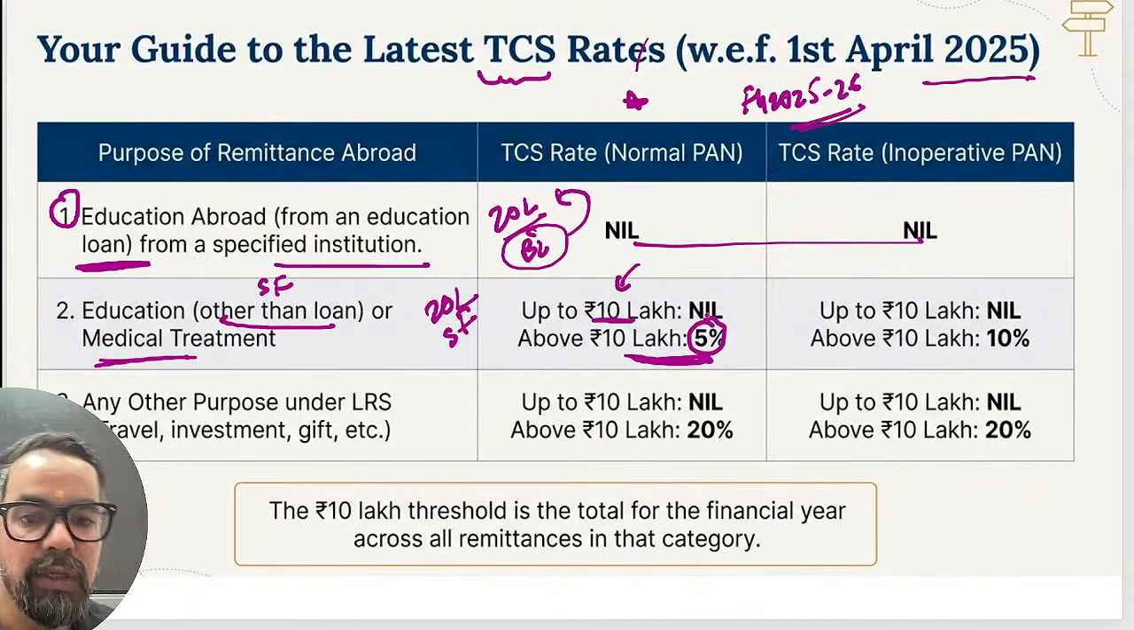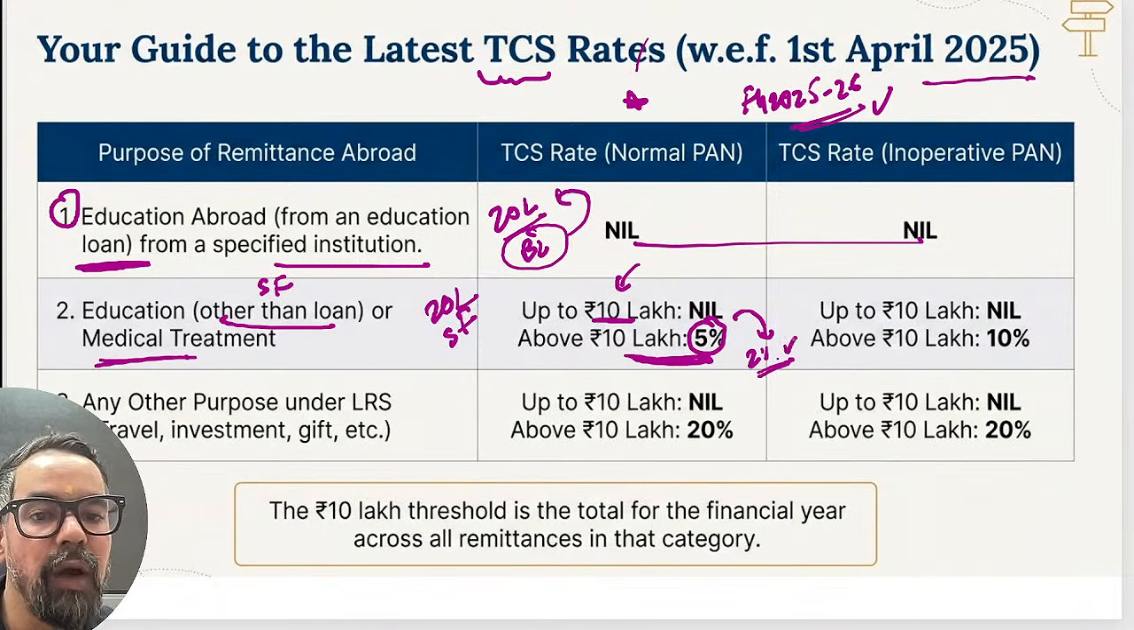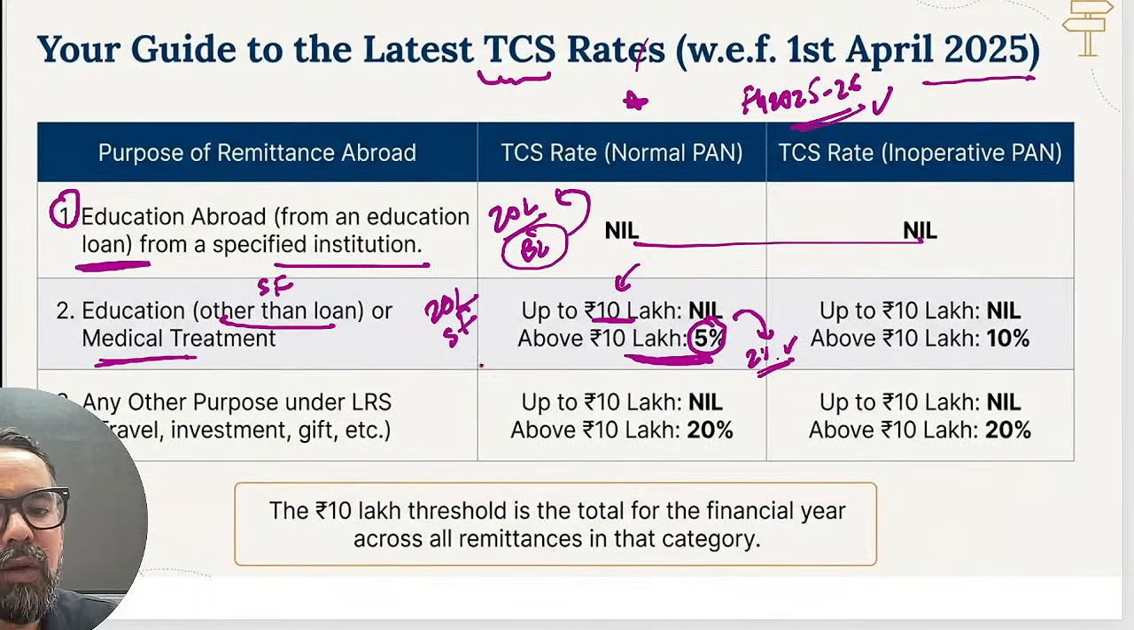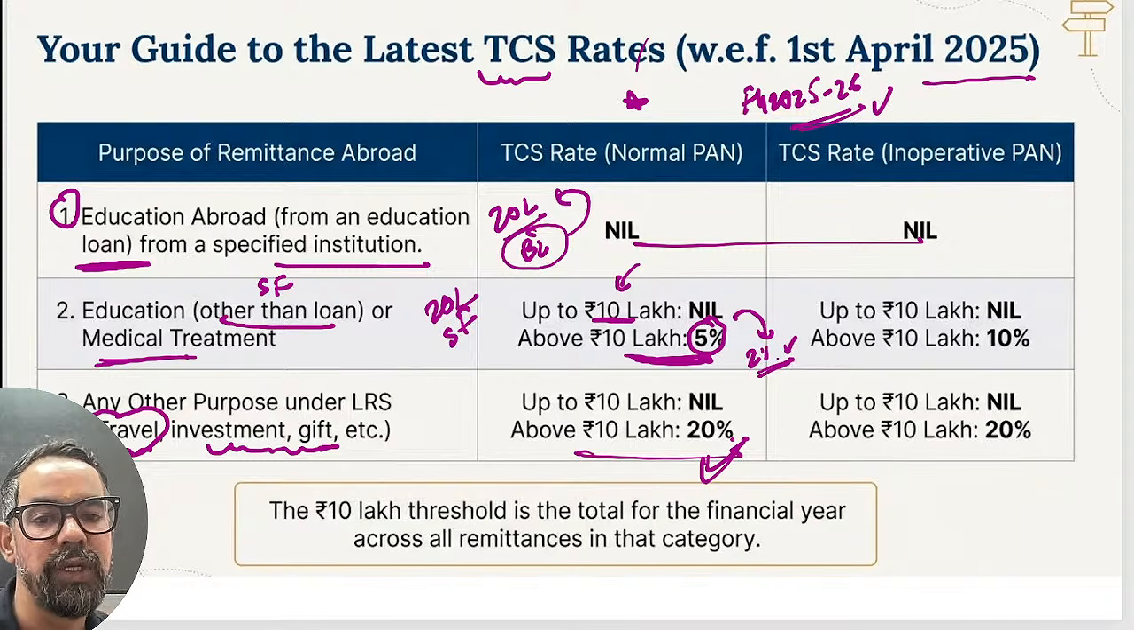This is 5% for financial year 25-26. It was 5%. Now what the government has done during the Union Budget is reduce this to 2%. One change is here: this has now become 2%, the first thing you have to remember. The second one: for any other purpose, travel, investment, gift or anything else, if you are going for these purposes above 10 lakh, it was 20% up.